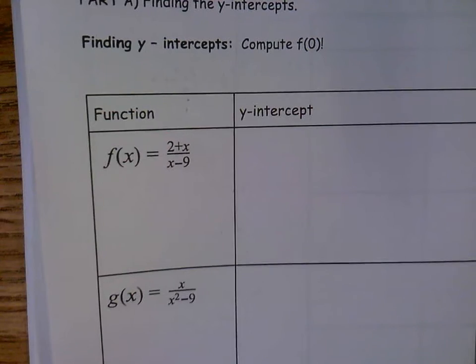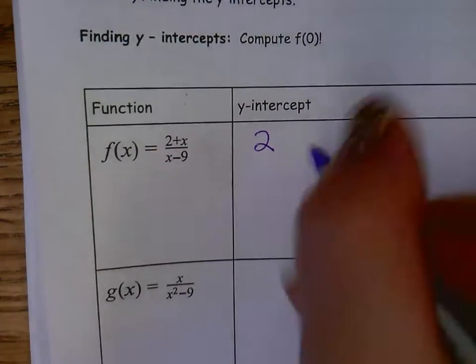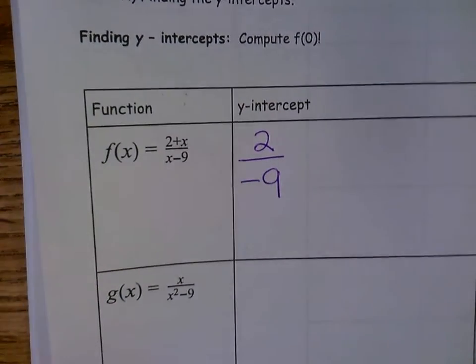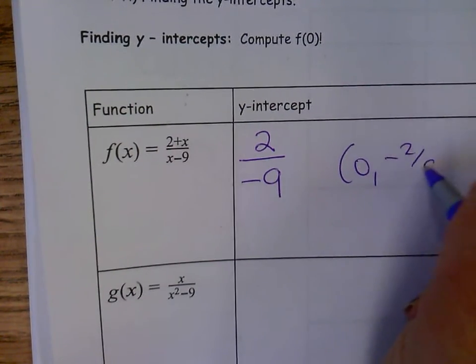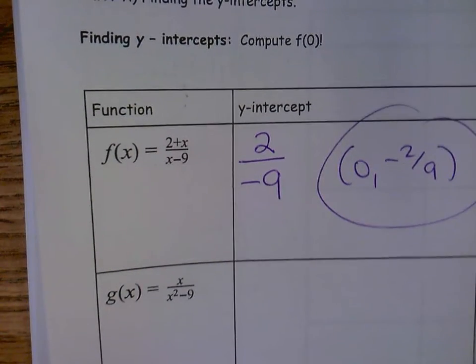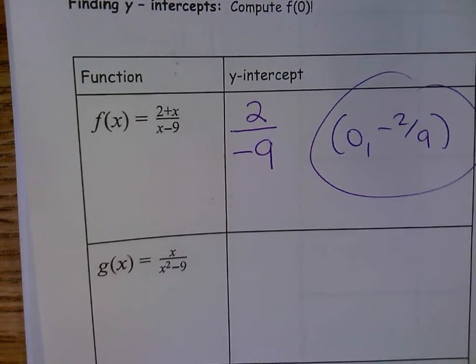So let's do the first one together. If I plug in 0, I would get 2 in the numerator, and I would get negative 9 in the denominator. So (0, -2/9) is the y-intercept, right? So just plug in 0 for x and see what you get.